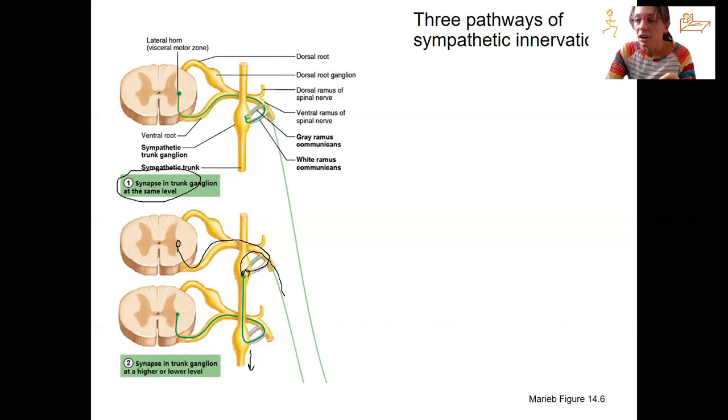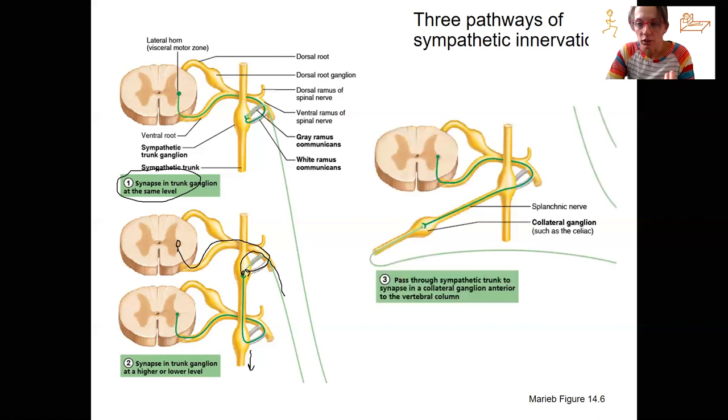The last one I just want you to know about is the collateral. In this case, the preganglionic neuron is going to travel through the white communicans just like before, but instead of synapsing here, it's going to skip that, but it's got to synapse somewhere. So it's going to synapse instead in this collateral ganglia. That's it. Okay, back to that complicated picture.